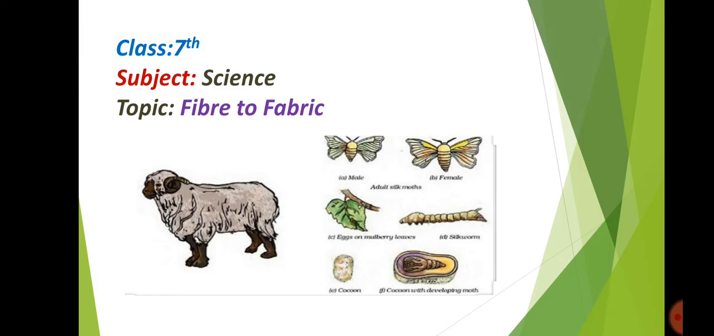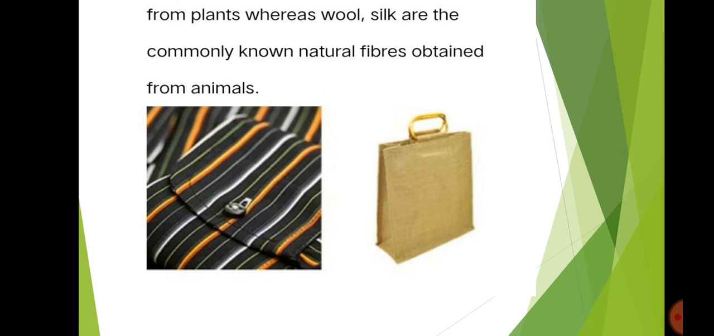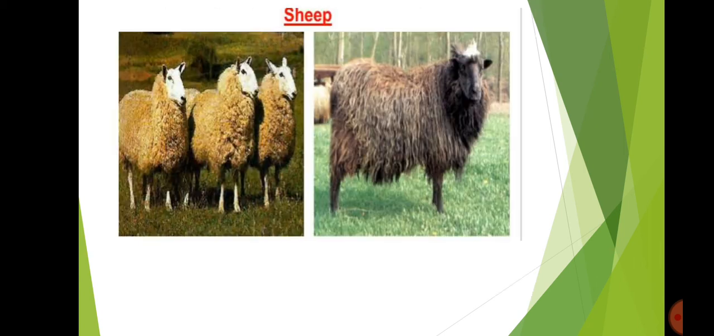Today I am going to explain the third chapter in science, that is Fibre to Fabric, for class 7th. We know that fibers can be obtained from plants or animals and are known as natural fibers, meaning natural fibers that are found in nature, in plants or animals. Jute and cotton are the commonly known natural fibers obtained from plants, whereas wool and silk are the commonly known natural fibers obtained from animals. In this chapter, we will study how wool and silk are extracted from animals.